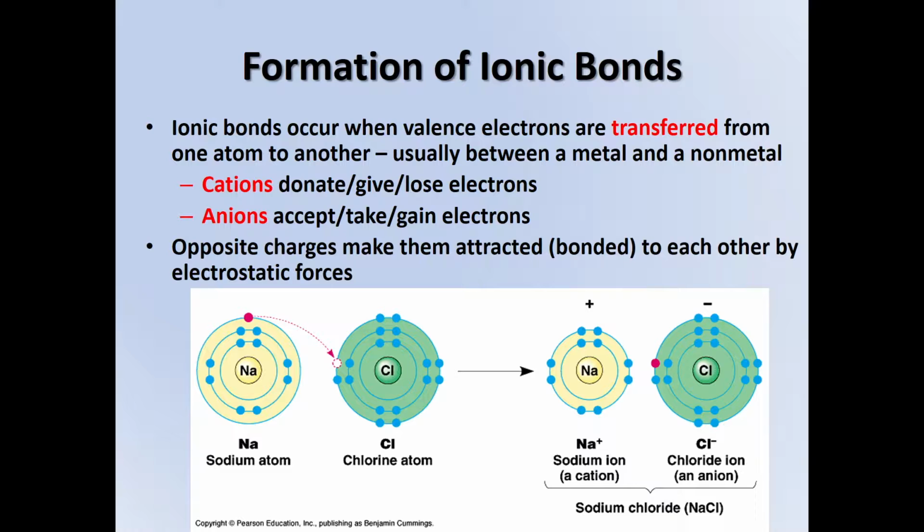So sodium normally has 1 electron in its valence shell, while chlorine is missing 1 electron. They're going to come together and transfer it. The cation is going to give it away. The anion is going to receive it. Now there's a difference in charges, and those differences are going to pull them closer together.